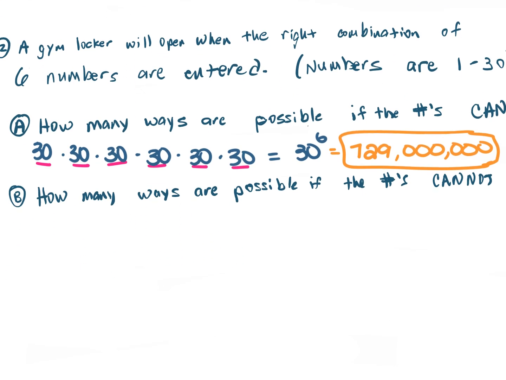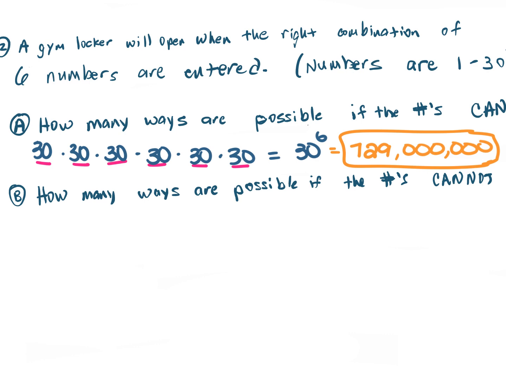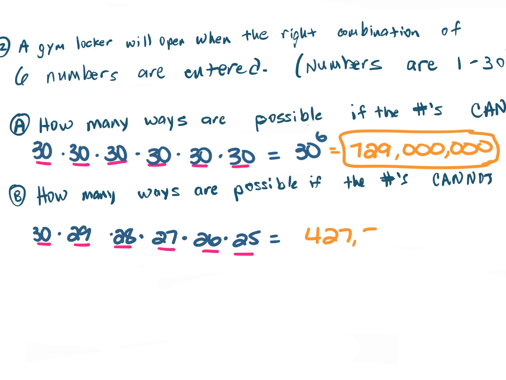For B, it asks you how many ways are possible if the numbers cannot repeat. So you, again, still have 6 numbers to choose from. For the first, there's 30. One of those numbers is not repeating, so the next one is 29. Next, you would have 28 numbers to choose from. Next would be 27, then 26, and 25. If you multiply all of these together, or you can also use your permutation, you would get 427,518,000 possible ways.